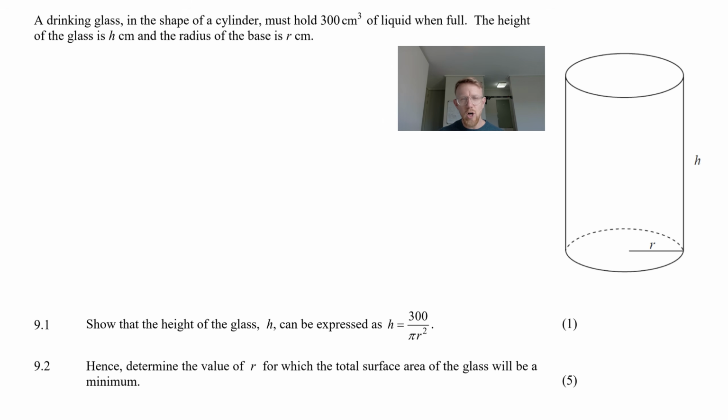A drinking glass in the shape of a cylinder must hold 300 centimeter cube of liquid when full. The height of the glass is h and the radius is r. First question, show that the height of the glass can be expressed as follows. So that 300, guys, that is a volume. So they're telling us that the volume of the cylinder is 300. Now, of a normal shape like this, any type of basic shape, the volume is always equal to area of base times height.